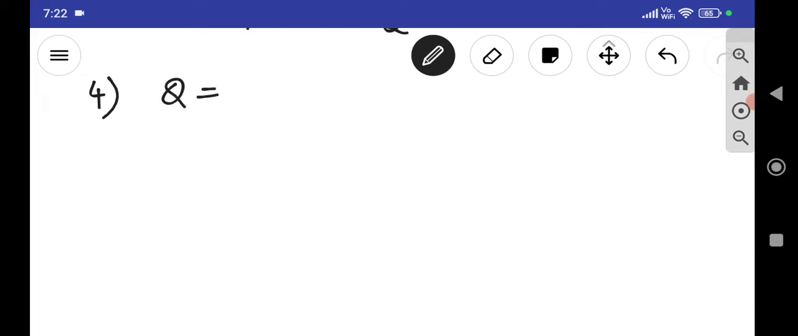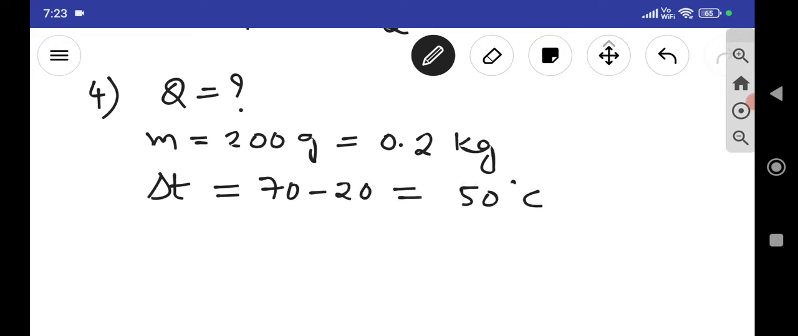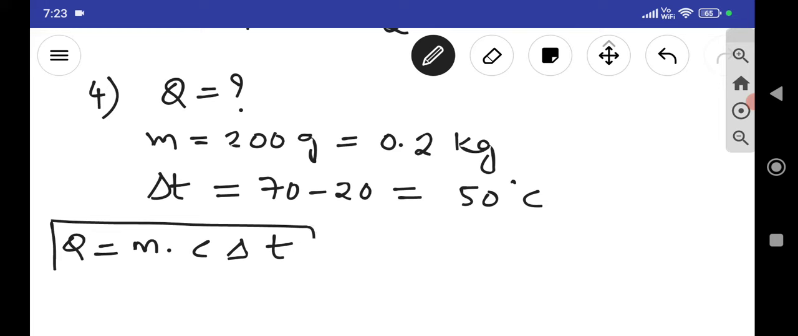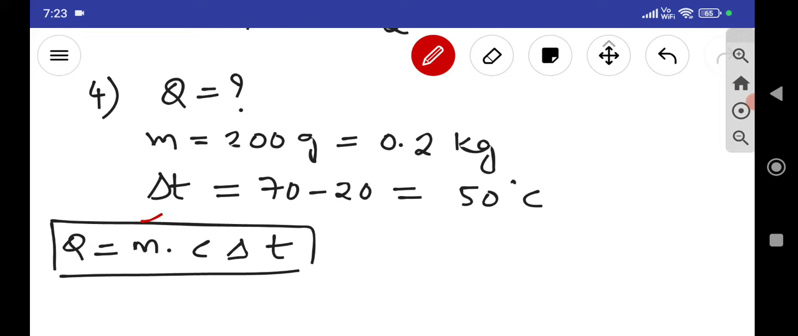So in the question number 4, they are asking to find out the heat energy. Given information, M is equal to 200 grams, nothing but we can also write it as 0.2 kgs. Now what is delta T? Final temperature minus initial temperature, so we can get it as 50 degrees Celsius. Next, Q is equal to M into C delta T. So this is the formula what we have to apply. Now first let us identify M is given, so C we have to calculate.